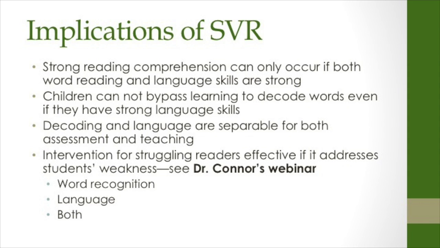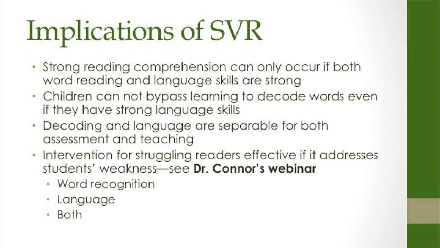Decoding and language are separable for both assessment and teaching. So when you're assessing a child in their reading abilities, make sure that you assess both their word recognition or decoding abilities and their language. And then, once you've figured out where their problems are, target your intervention to those particular problems.